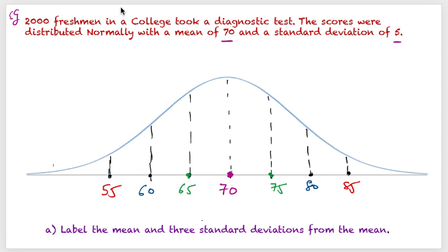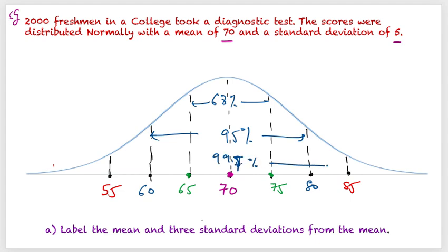Now if we want to use this empirical rule, let us first recall it again. The empirical rule says that 68% of the area is between 65 and 75, 95% of the area is between 60 and 80, and 99.7% of the area is covered between the scores 55 and 85, and the rest is on both sides.